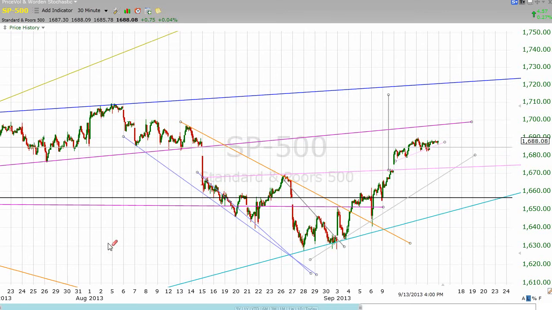So let's look back at the week. Let's do our little weekly retrospective. First thing to mention is that we started Monday with a nice move up that ended just a little bit north of 1670. That happened to be at that proposed neckline area.